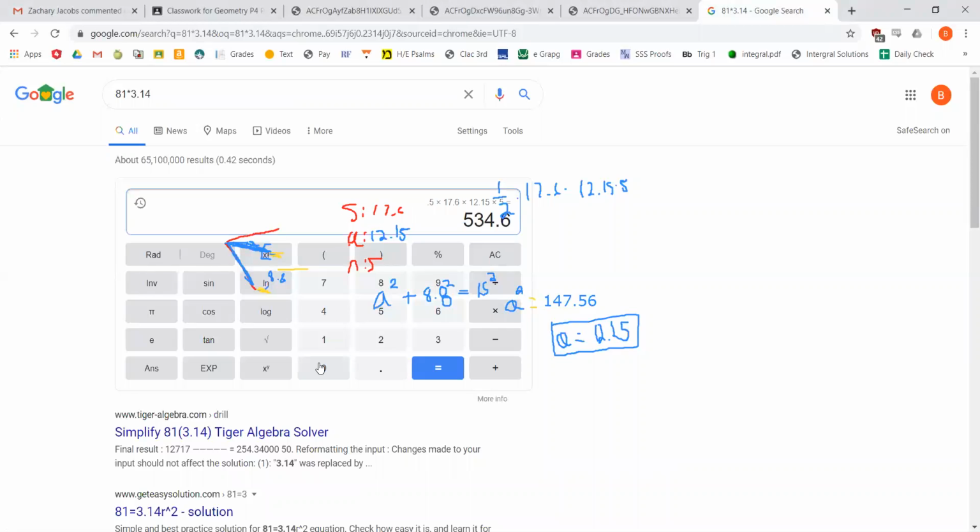So if you guys have Zooms and you need to go to another classroom, that's fine. I can't actually hold you off like that. That would be wrong of me. But the last one is 534.6. So 534.6 should be your final answer.